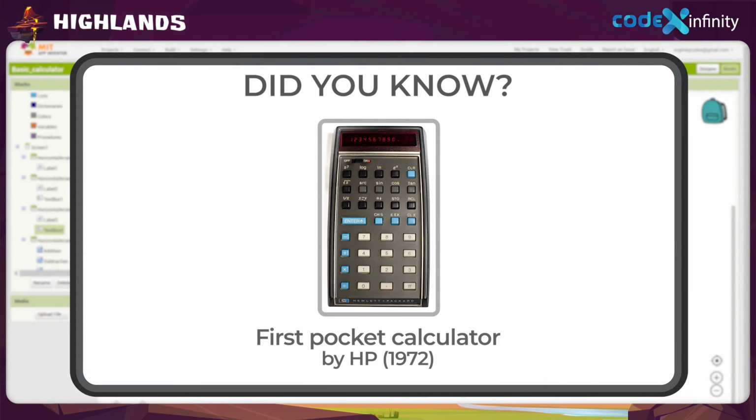Did you know when the first pocket calculator came out? It was in 1972 that HP introduced the first ever handheld scientific calculator in the world.